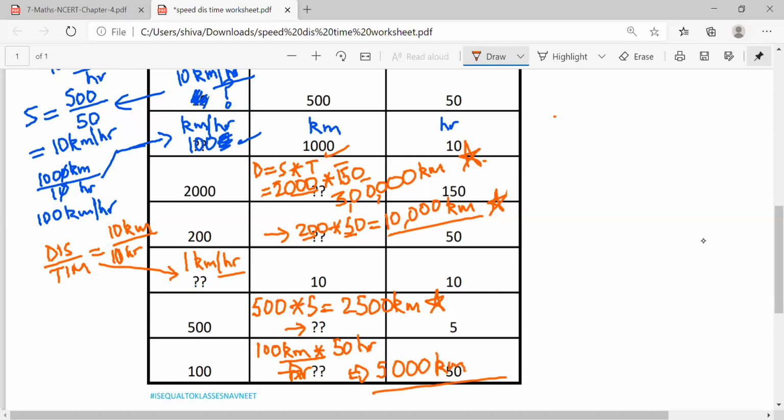Mr. Sarthak, any doubt in this worksheet? No, sir. Very good, very nice. Okay.